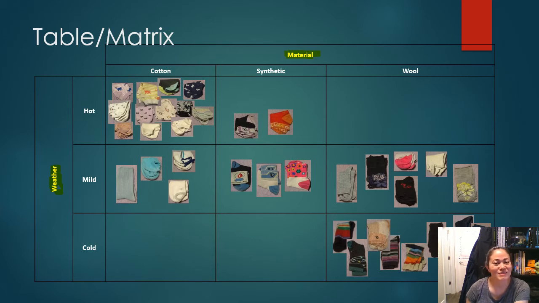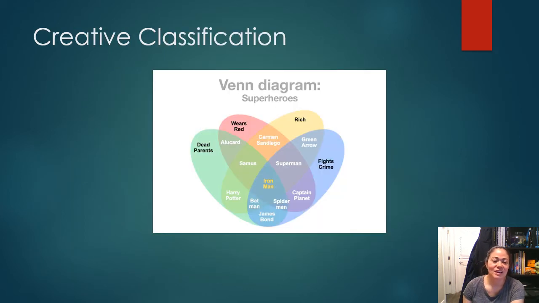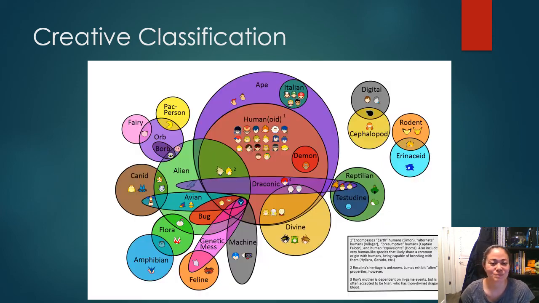We saw a tree diagram, and we saw a Venn diagram to organize my socks. There are lots of different things that you can classify, like I said, objects or ideas. You can be really creative. Like this one is a Venn diagram of superheroes. You can pause it and take a closer look at the different ovals about superheroes that fight crime, superheroes that are wealthy or rich, superheroes that wear red. And you can see where different ones fall in those different categories.